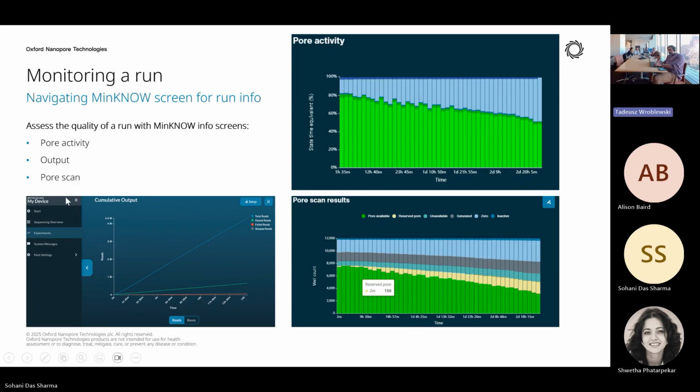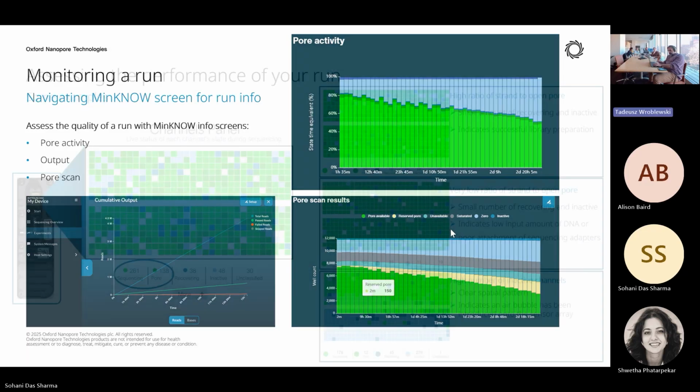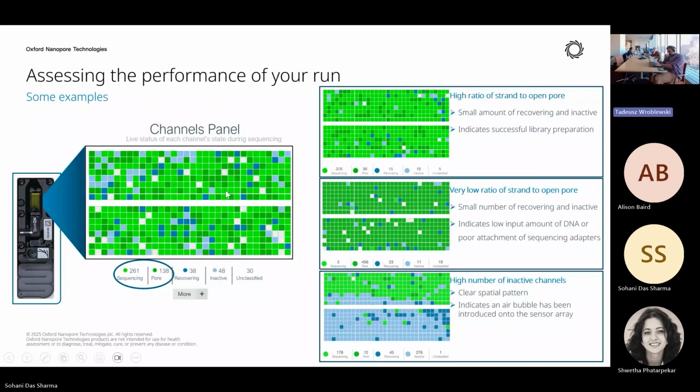So I have sent an email where we have more description of what the individual pore characteristics of these metrics are. I'm going to go over that. But what else is there? So this is the channels panel, which you see as well in the sequencing run.